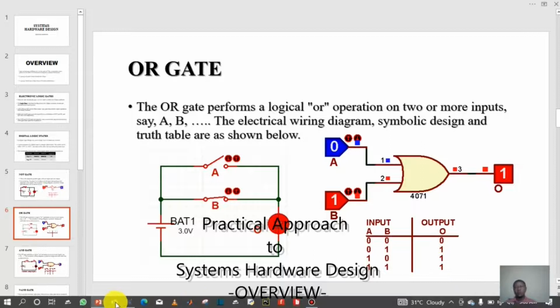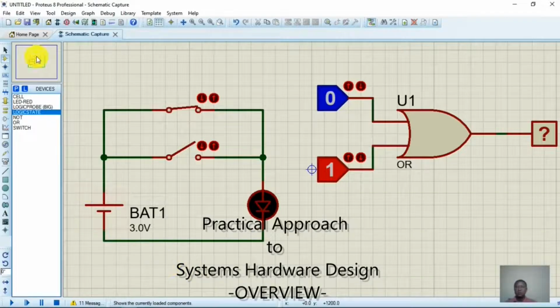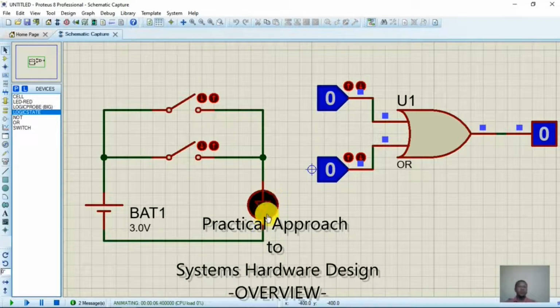So let's go and see. Let's simulate now. When both inputs are zero, the output is zero. You can see that. So when any of these inputs is 1, the output becomes 1. So let's start with this. You see, output becomes 1. Output becomes 1.